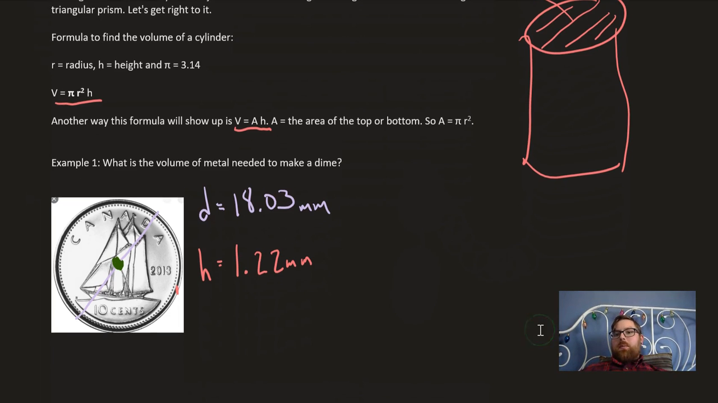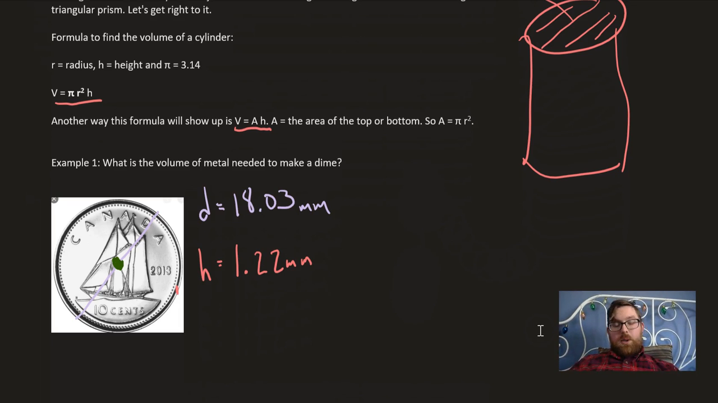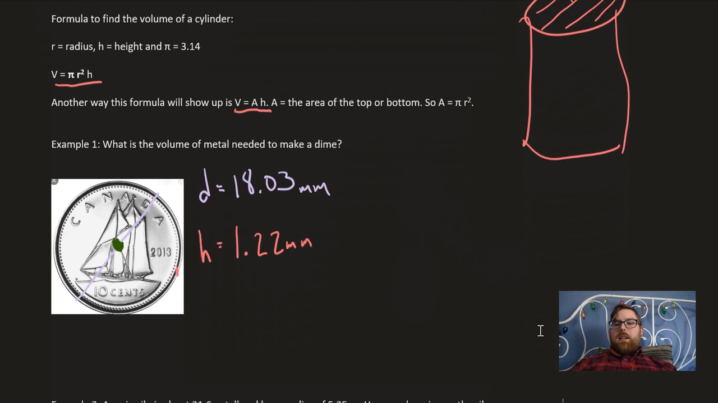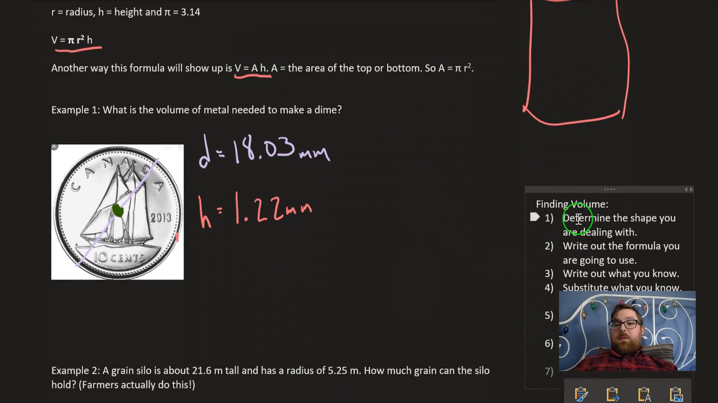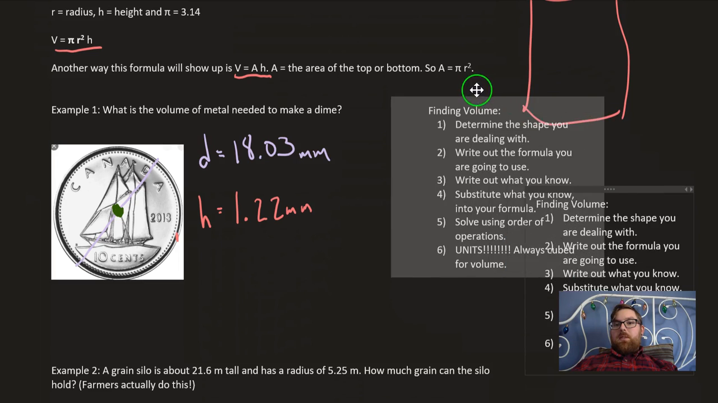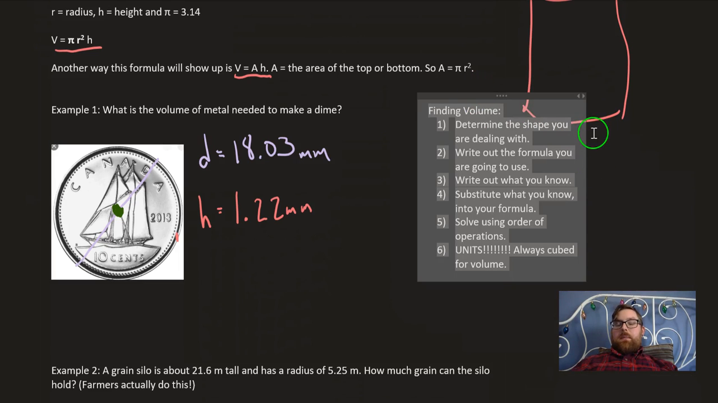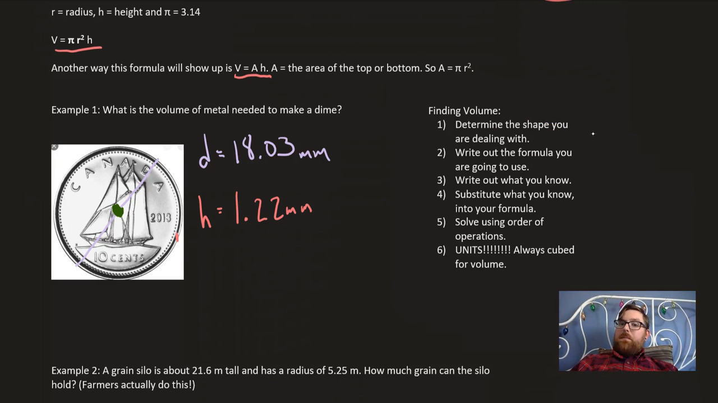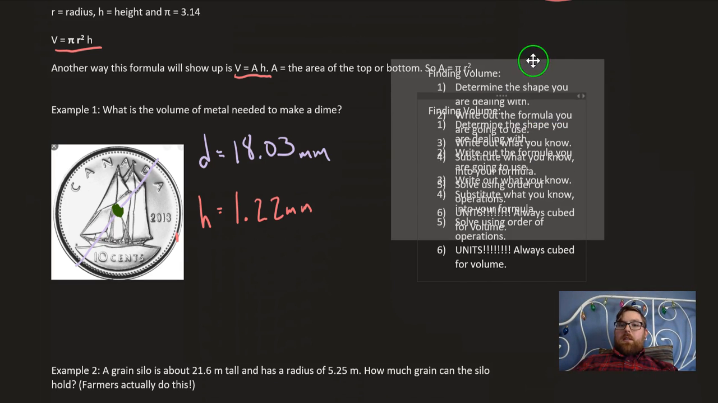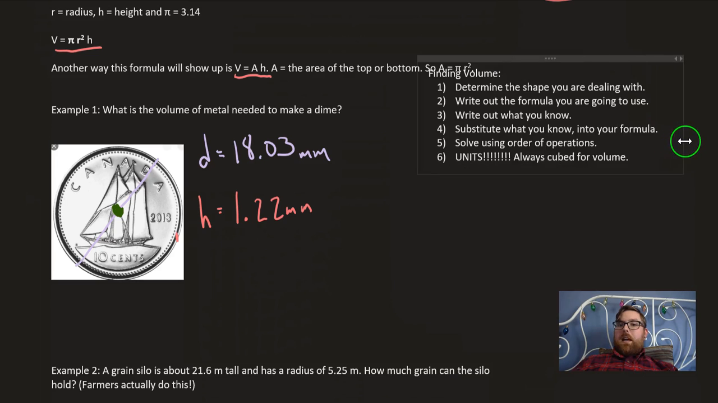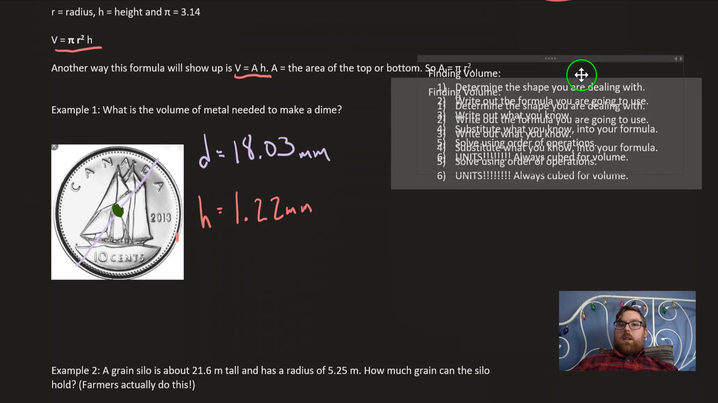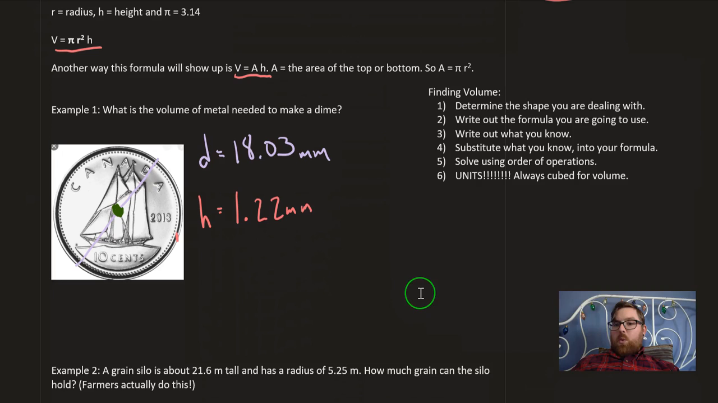You might remember from finding the volume of triangular prisms and rectangular prisms that there's a certain number of steps that we are going to take. They are the same steps even for a cylinder. The only difference is the formula that we're going to use is a little bit different. So here are the steps, or what's called the algorithm, of what you need to do for each volume question.